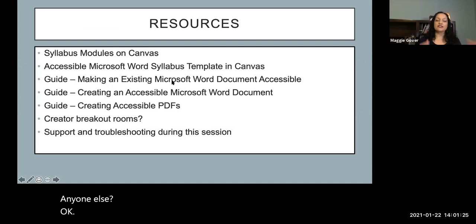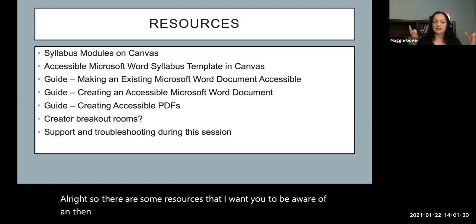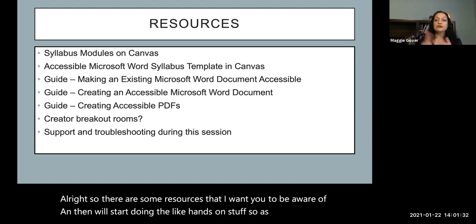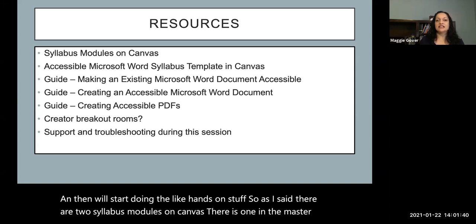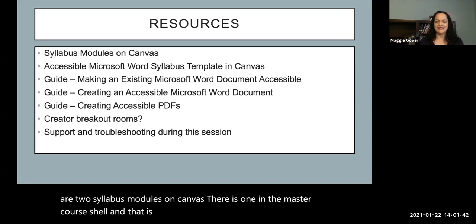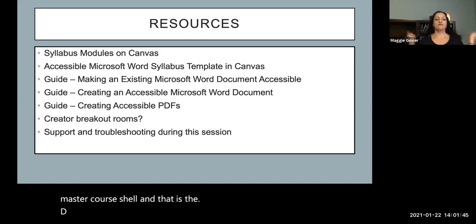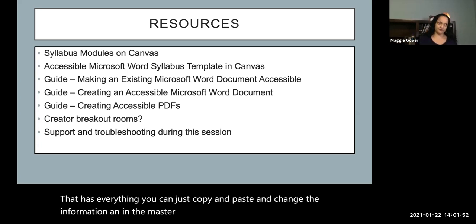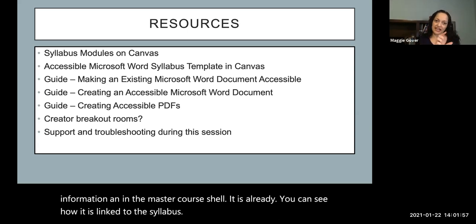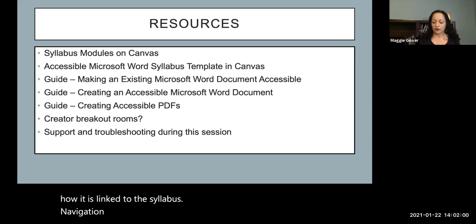All right, so there are some resources that I want you to be aware of, and then we'll start doing the hands-on stuff. So as I said, there are 2 syllabus modules on Canvas. There is one in the master course shell, and that is the DE specific one that has everything. You can just copy and paste and change the information. And in the master course shell, you can see how it is linked to the syllabus navigation menu. So you can see how that works.